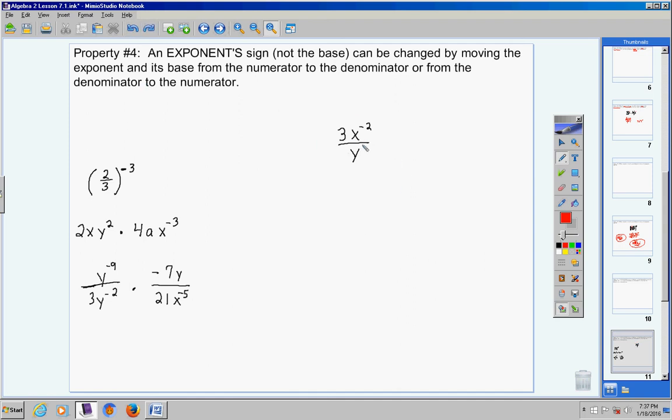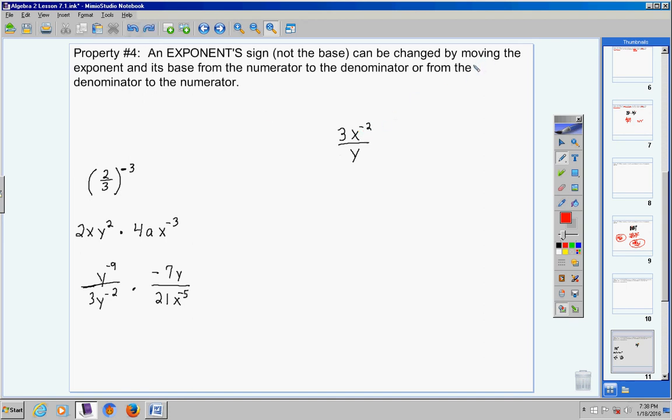There's really nothing I can do. There's a coefficient here, 1, but I really can't reduce 3 over 1. There's a y, there's an x here, but no x down here to divide with. There's a y here, but no y up top to divide with. There's really nothing I can do but hold it. An exponent's sign can be changed. So see this exponent right here. What is it, positive or negative? It's negative, right? Okay. I can change that.